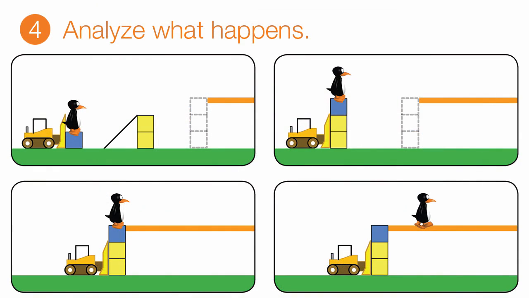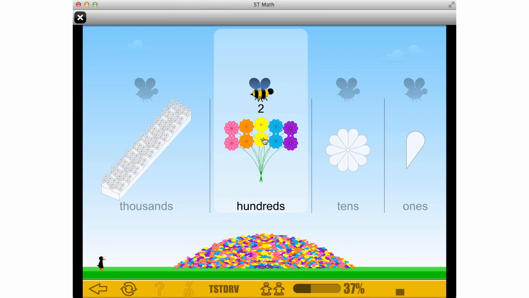The last part is to watch what happens after you click. Keep your eyes on the screen. By watching, you can see if what you tried worked. If you get it wrong, it'll show you why. And if you get it correct, it'll show you why. Let's try it and analyze what happens. All right, I'm going to click. Watch what happens.